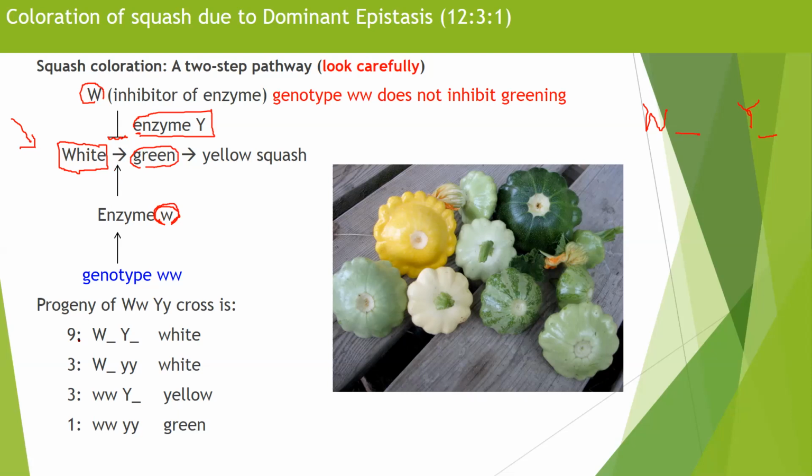Because the capital W cannot transform this pathway, right? So you're going to see these are all white because this step has been blocked due to the capital W.